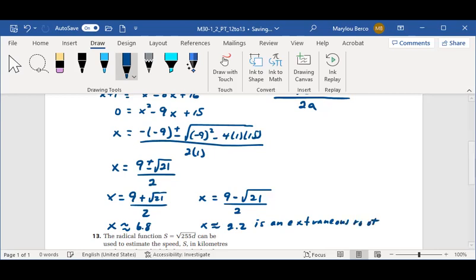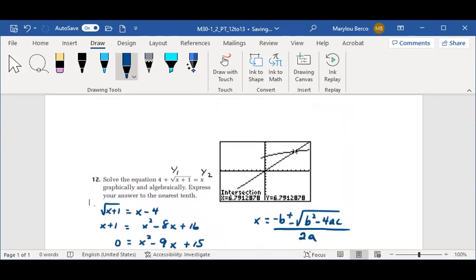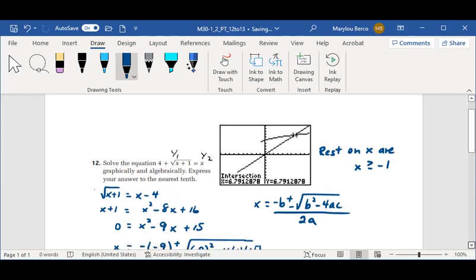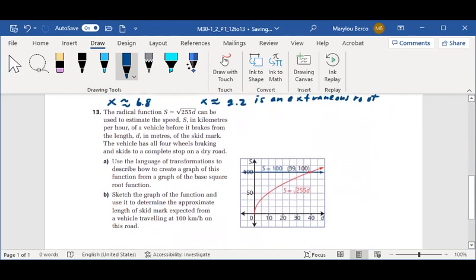And that would be determined by both the graph and the restriction. I forgot to mention the restriction. So the restriction on the variable is x has to be greater than or equal to negative 1. Okay, let's take a look at 13. I guess you'd just be able to take a look at the graph to determine that's an extraneous root.